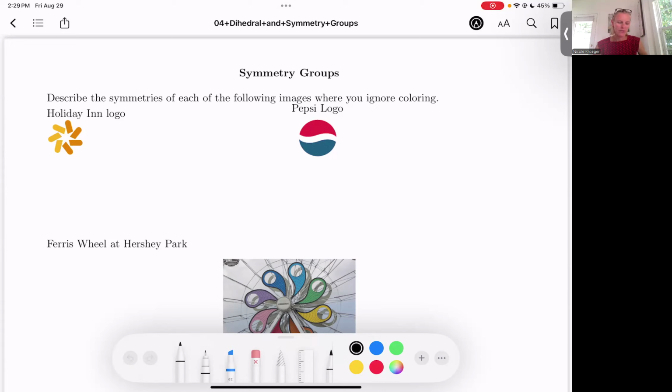So let's look at these two logos. We have the Holiday Inn logo and the Pepsi logo. Ignore the coloring in both of these. There's not going to be any symmetry if we look at the coloring, and see if you can think about what kind of symmetries we have in each of these.